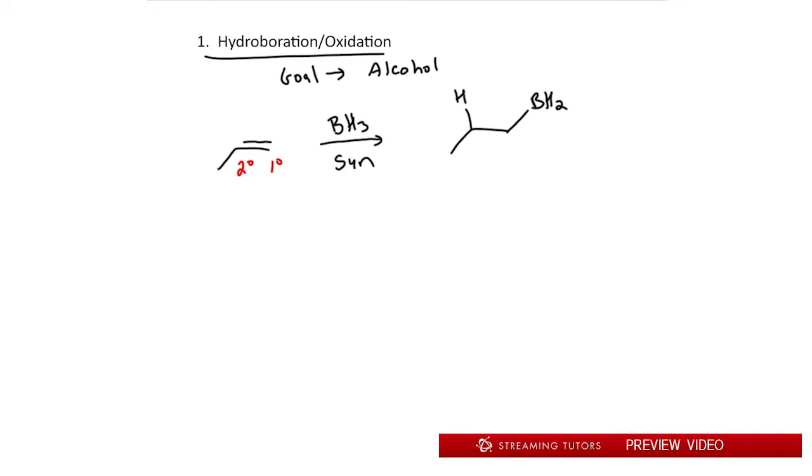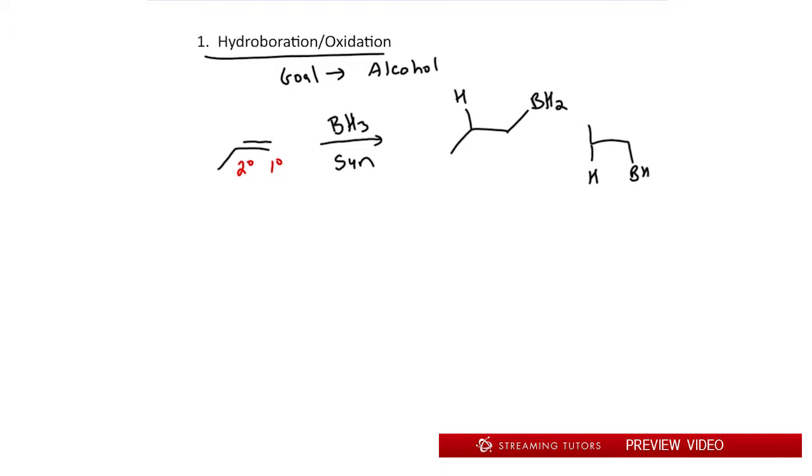This is a syn addition, meaning the two things going onto the alkene are adding on the exact same side. It lands right down on top of it, or from below, right? So you could have drawn it like that, BH2 and H as well. They can come in from below or they can come in from above. Now, why do we do this?